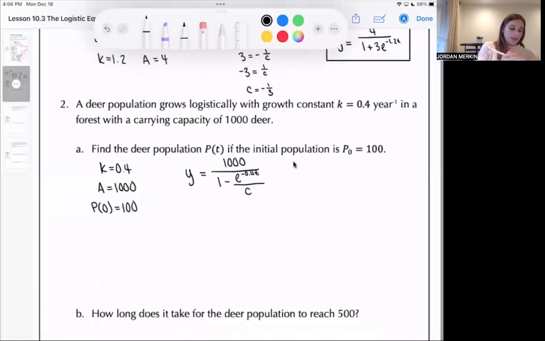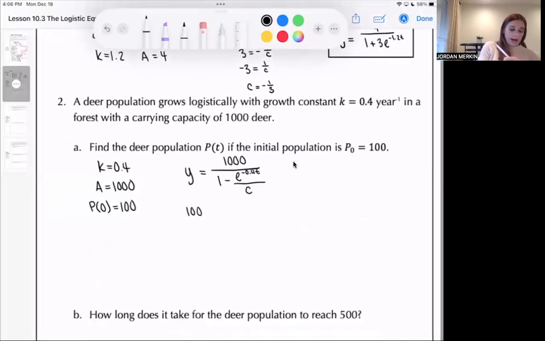So our initial condition is 100 is y equals 1,000 divided by 1 minus e to the negative 0.4 times 0, divided by c. And so we end up with 100, oops, not 1,000, 100 equals 1,000 divided by 1 minus e to the 0, in that case is 1 over c. You can multiply both sides by 1 minus 1 over c. We end up with 100 minus 100 over c is equal to 1,000.